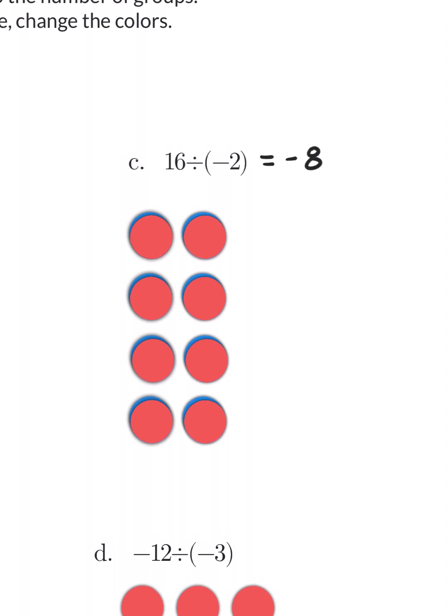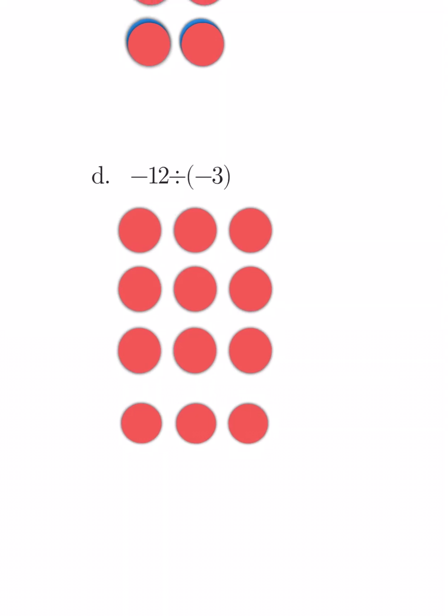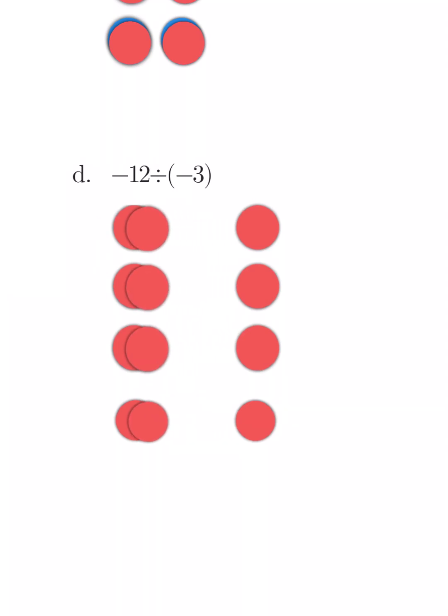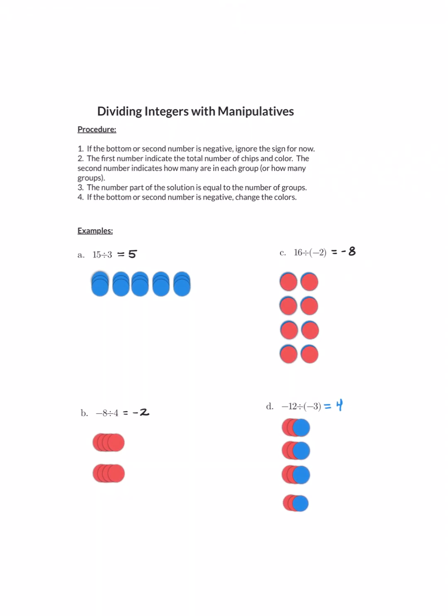All right, and the last one we have is negative 12 divided by negative 3. So we want to figure out how many groups of 3 we can make. We're starting with negative 12, which means 12 red chips. So we're going to do stacks of 3, and if we do that, we're going to get 4 stacks of 3. And then we want to change them to blues because our 3 is negative. And so what we end up with here is positive 4. All right, so this is our first example of how to visualize this. Let's keep going.